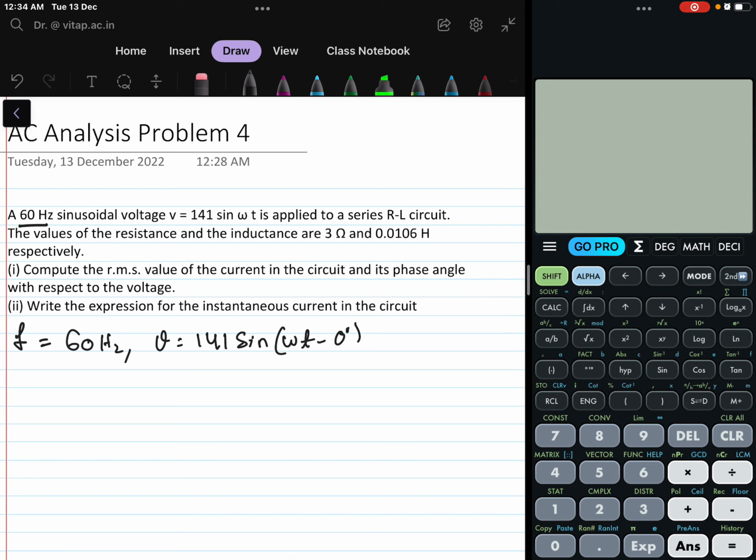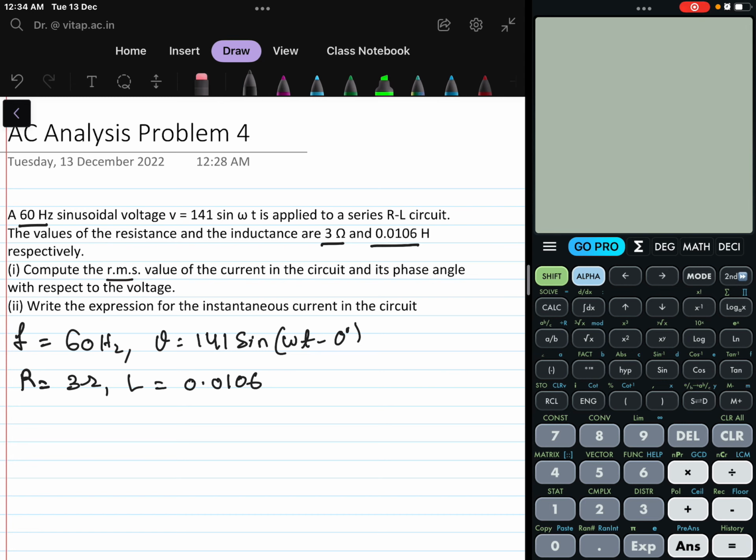It is applied to a series RL circuit, and the values of the resistance and inductance are 3 ohm and 0.0106 Henry. So what is given? R is equal to 3 ohm and inductance is equal to 0.0106. What is it asking? Compute the RMS value of the current in the circuit and its phase angle with respect to the voltage.